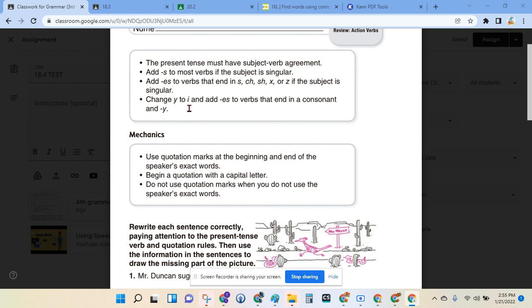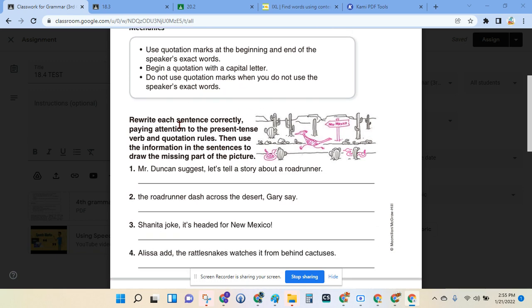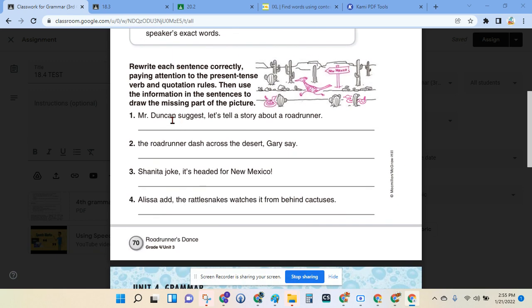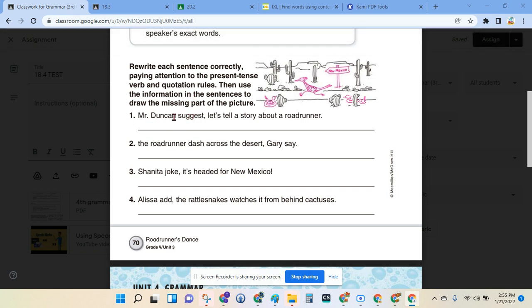And then here, you'll change the Y to an I and add ES if it ends with a consonant and a Y. So you should be pretty familiar with that. So down here, first thing you want to look for is find your verb and then make sure that it agrees. Just double check to make sure it doesn't need an S or an ES. Or if it has an ES or an S and it shouldn't, then make sure you change that.